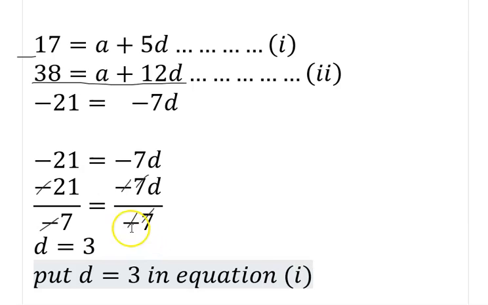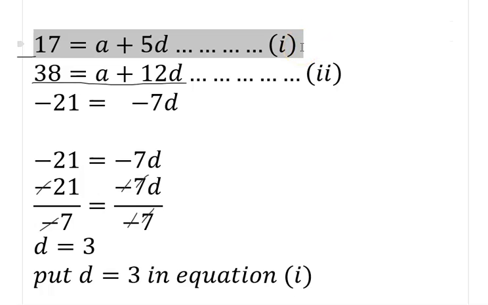We can put D to be 3 in equation 1. That means anywhere we see D in equation 1, we'll just put 3 there. That is what it means. This is our equation 1.